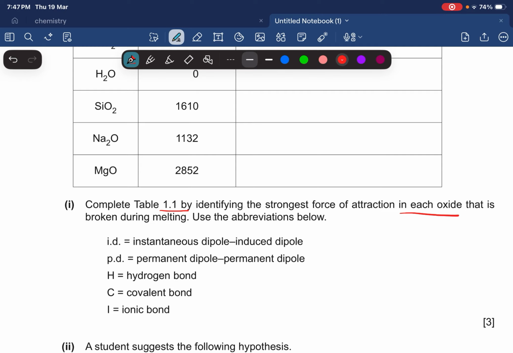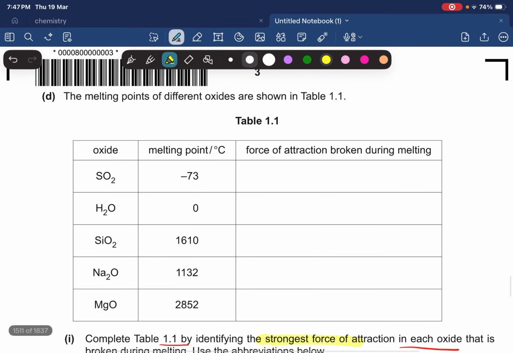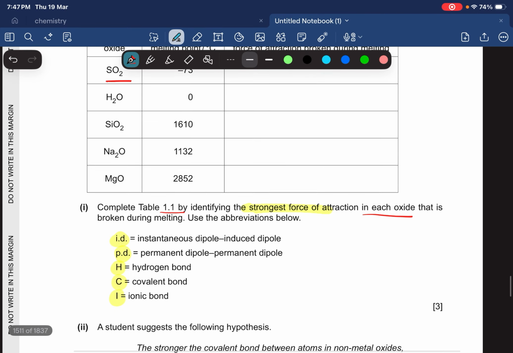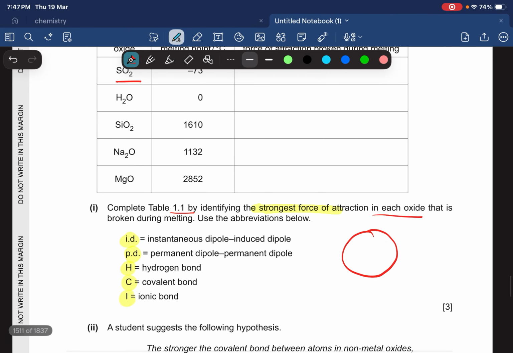So we have to identify the strongest. There may be others present, but we only have to care about the strongest, right? That is broken during the melting. Okay, so we have to melt the substance and then realize we have instantaneous dipoles, we have permanent dipoles. H, that's hydrogen bonding. C, that's covalent bond. I, ionic bonding. So we have to complete the table by writing these letters. So SO2. Okay, let's draw the structure of SO2 to understand what kind of force is going to be present.